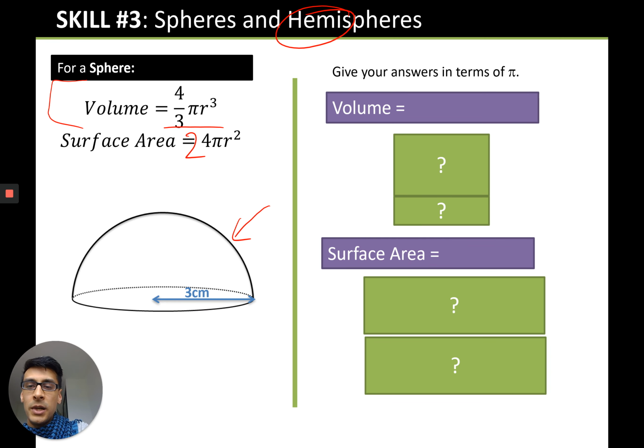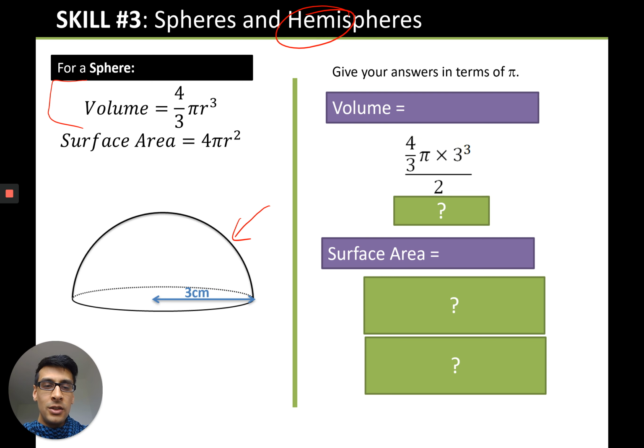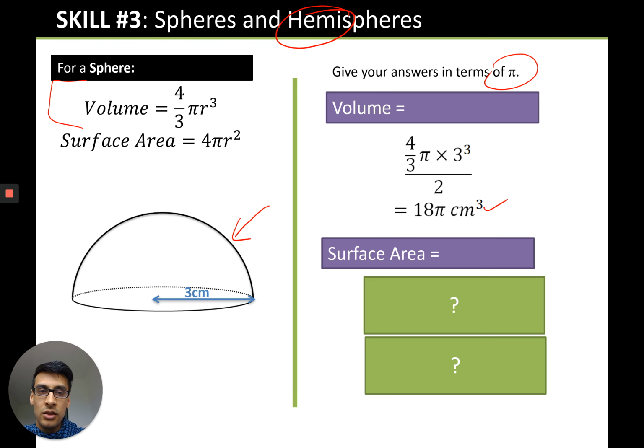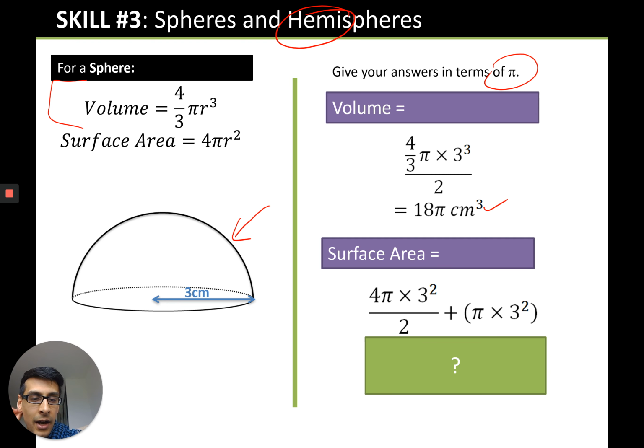So the way you might just do it is just put all the numbers into the equation and then just divide it by 2. And you get 18 pi. Now, because it says give your answer in terms of pi, you just leave it as 18 pi. Otherwise, use a calculator to convert it. The surface area, again, the same thing. You just put the numbers in.